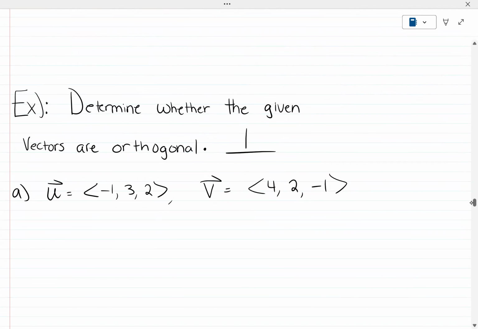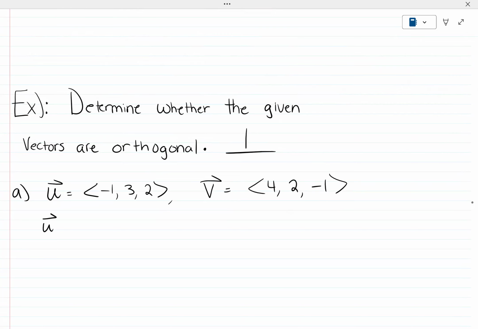Okay, so let's do an example. This example says determine whether the given vectors are orthogonal or perpendicular. You're given vector u, (-1, 3, 2), and vector v, (4, 2, -1), right? We have to determine if they are orthogonal. So how do we do this? Well, you can multiply out the two vectors, and if it gives you a product of 0, then yes, they are orthogonal. So let's do that.